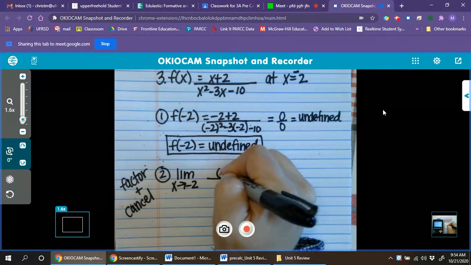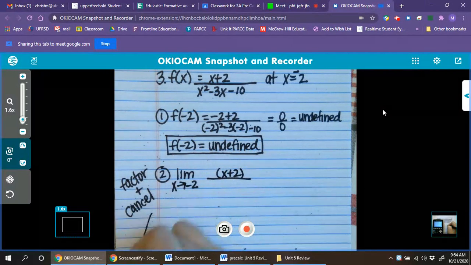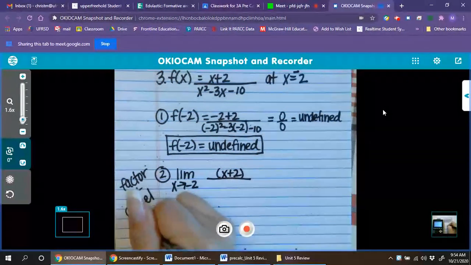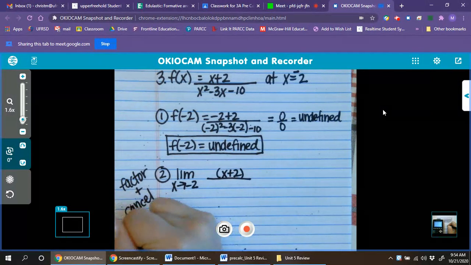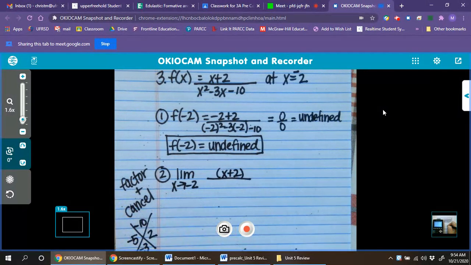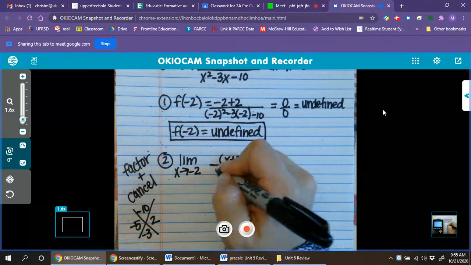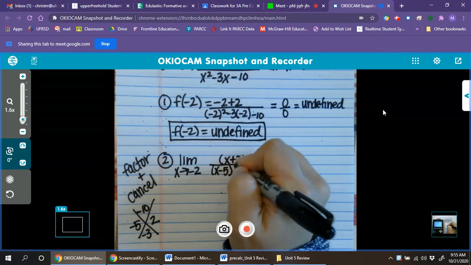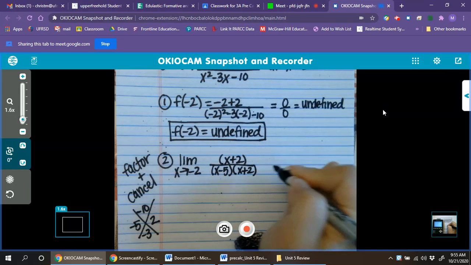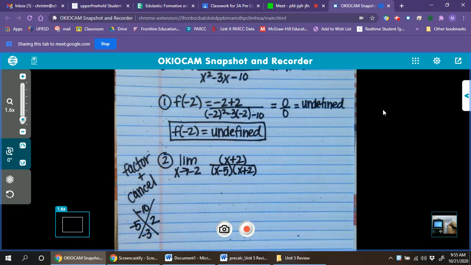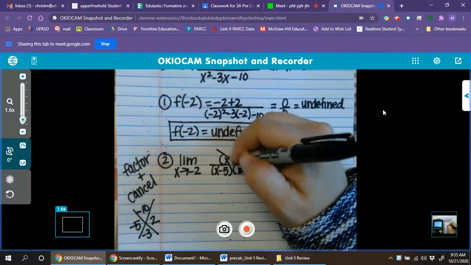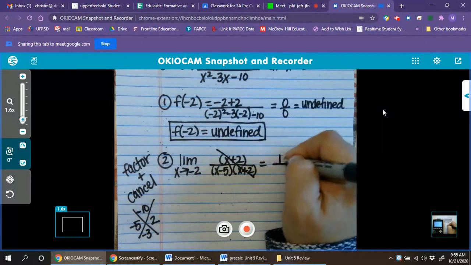All right, so x plus 2 on the top. So I'm going to get x minus 5, x plus 2 on the bottom. So I see that this is going to be able to simplify. I'm going to cross out the x plus 2's.